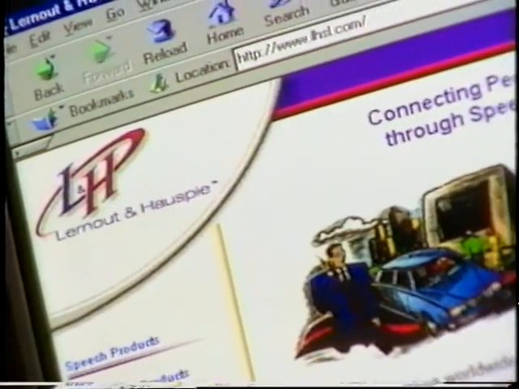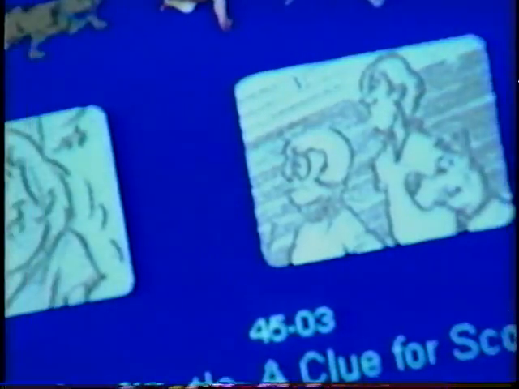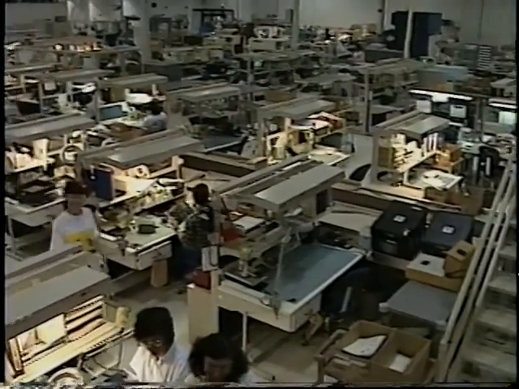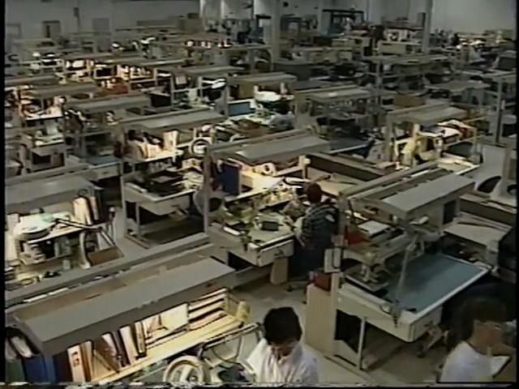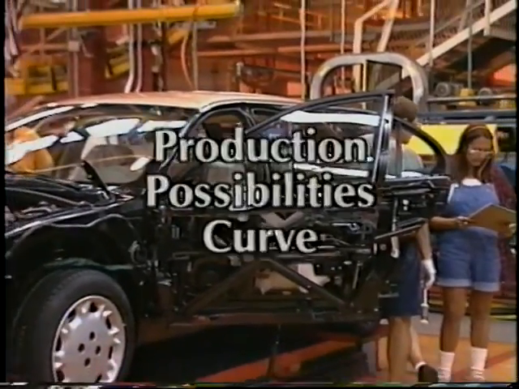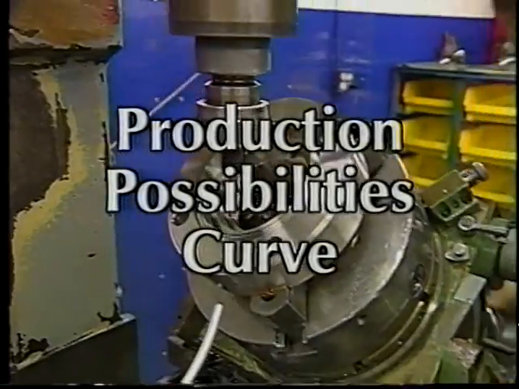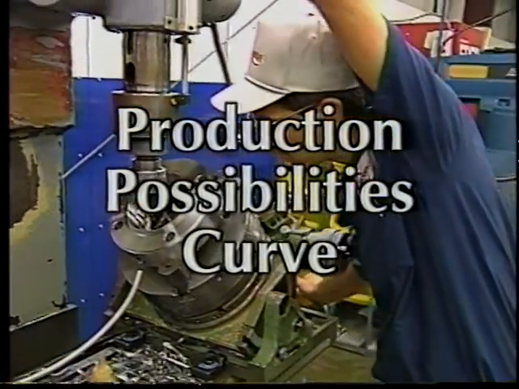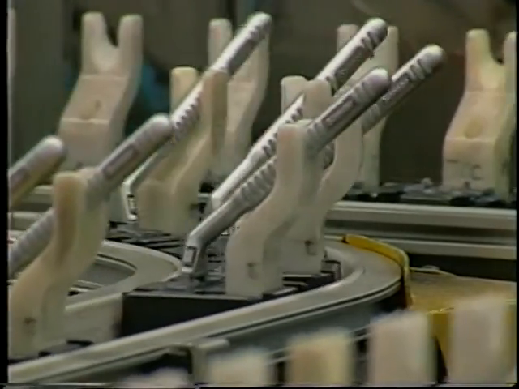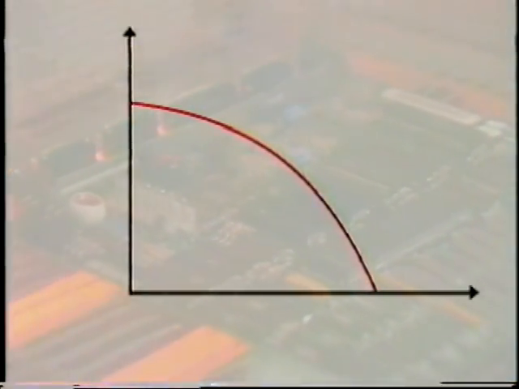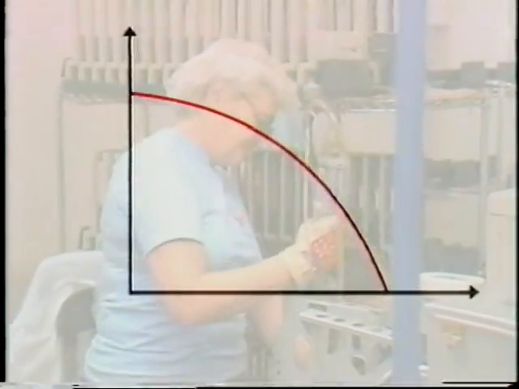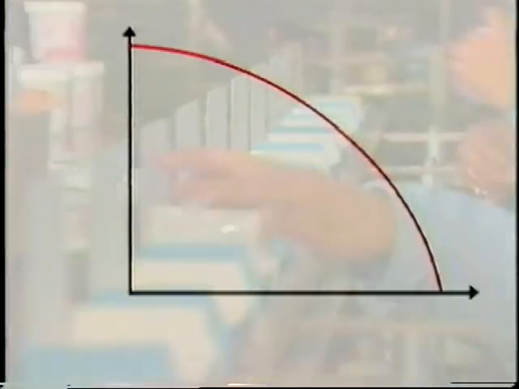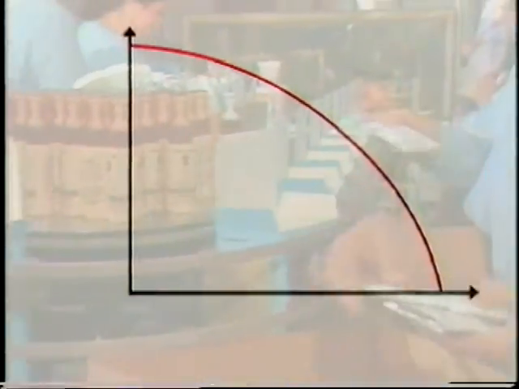A necessary condition of growth is change. Change in some aspect of our resources. A society that's fully employing its resources will be operating on the production possibilities curve. This means maximum production efficiency with the given factors of production and technology. Economic growth occurs when something impels the curve to shift outward. In other words, when technology or a factor of production increases.